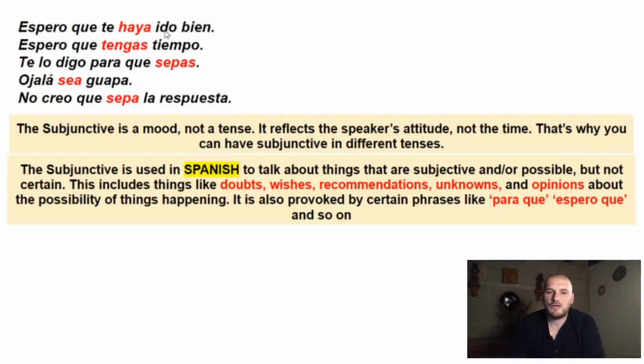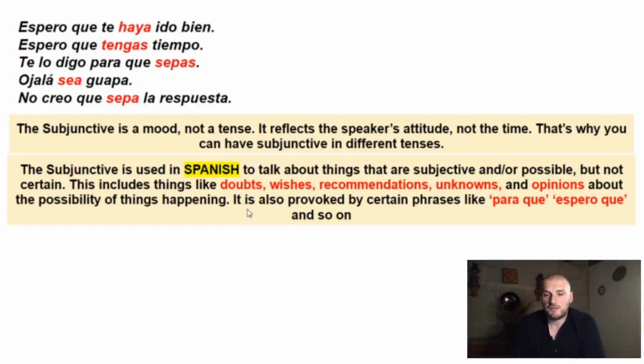"Espero que te haya ido bien." La verdad es que no sé si te fue bien o no. Estoy hablando de una posibilidad. Yo espero que te haya ido bien, okay? So that's like something which is unknown, okay? That's why it's a subjunctive. That's my attitude. Mi actitud hacia el hecho de que te haya ido bien o no es que no sé, okay? Por eso es un subjuntivo. That's why it's a subjunctive.